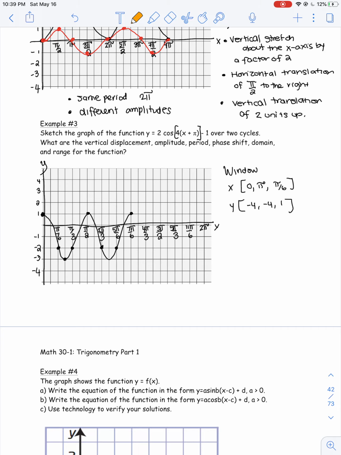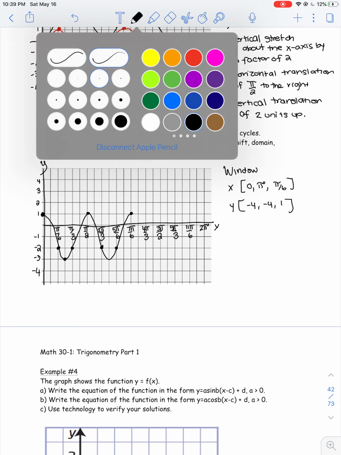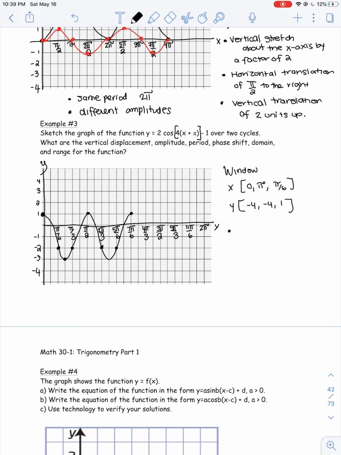Okay, so that would be 2 cycles, and it says what are the vertical displacements? So we're going to start by writing that. Vertical displacement will be 1 unit down. That's always your d value when it comes to your sinusoidal function. Next one is the amplitude. The amplitude is your a value, so that comes in front of your cos or your sine. So in this case, the amplitude is 2.